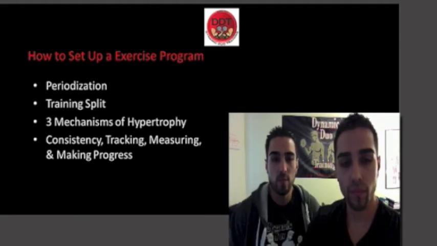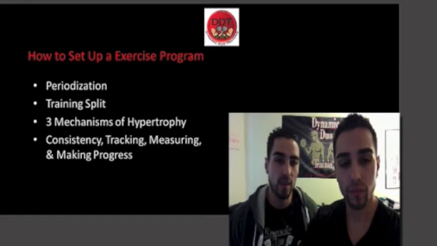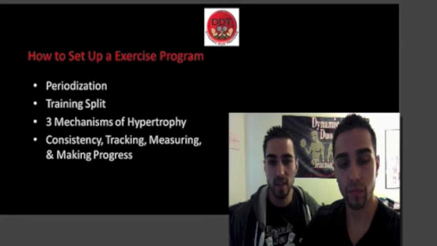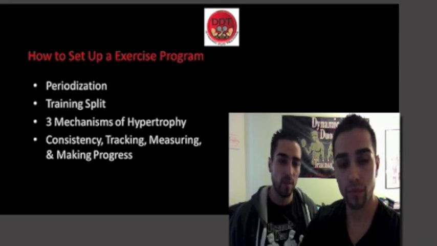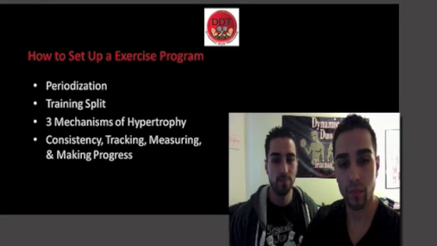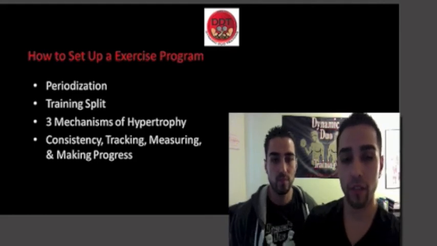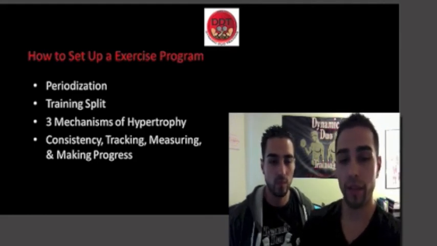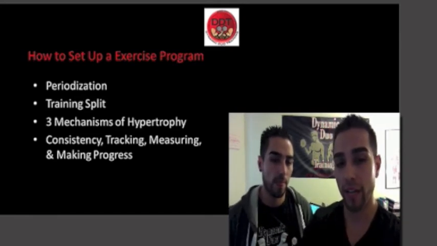An example we'll use, since we're talking about intermediates, is a 4-day split. We could do two heavy upper body days and two heavy lower body days, and then two other days that are more hypertrophy, with a little more volume, for upper and lower body as well. So then we have the 3 mechanisms of hypertrophy that you want to include in this 4-day split. If you do a 4-day split, you're going to have 2 heavy days and 2 lighter days, right?